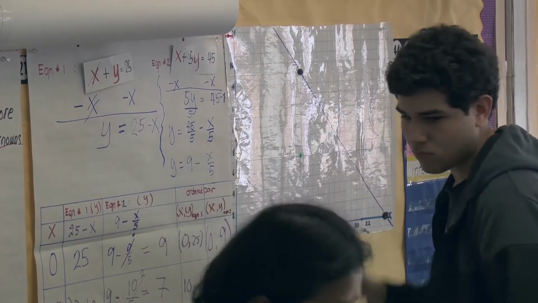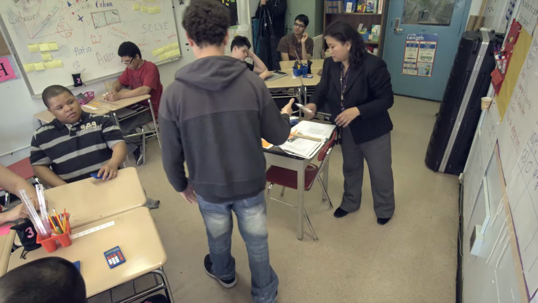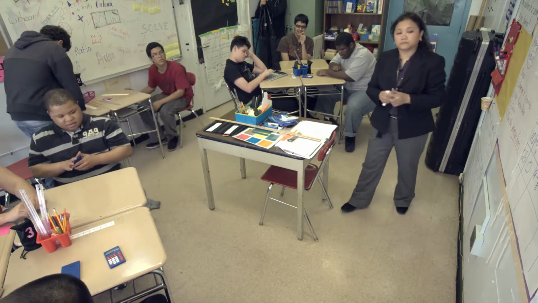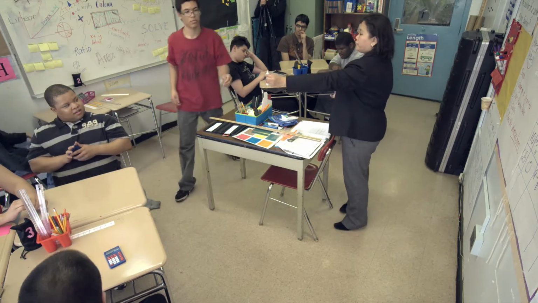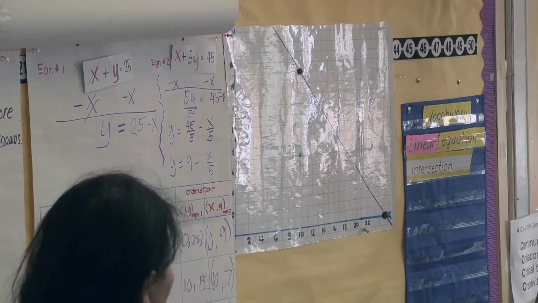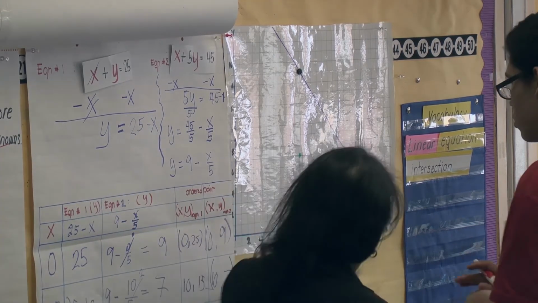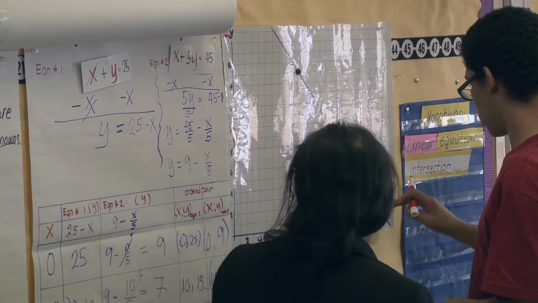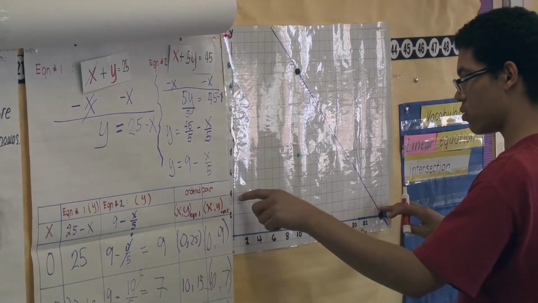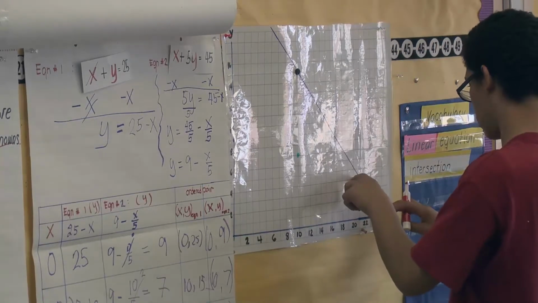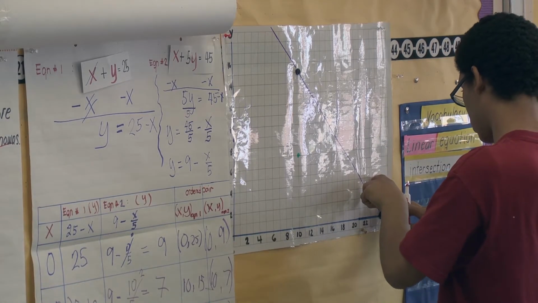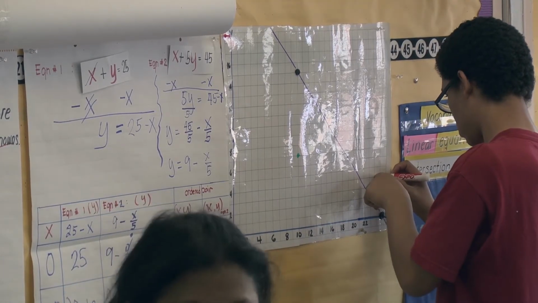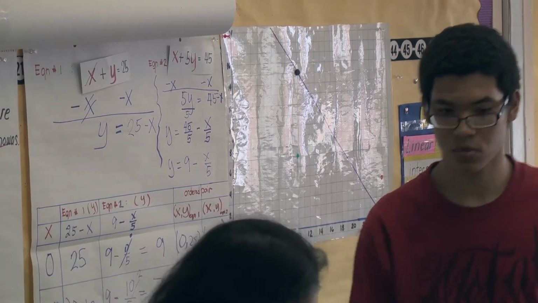Okay, next one, please. Who'd like to do it? Alberto, come. 25 and 4. Okay, Malakai, can you connect the line, please?